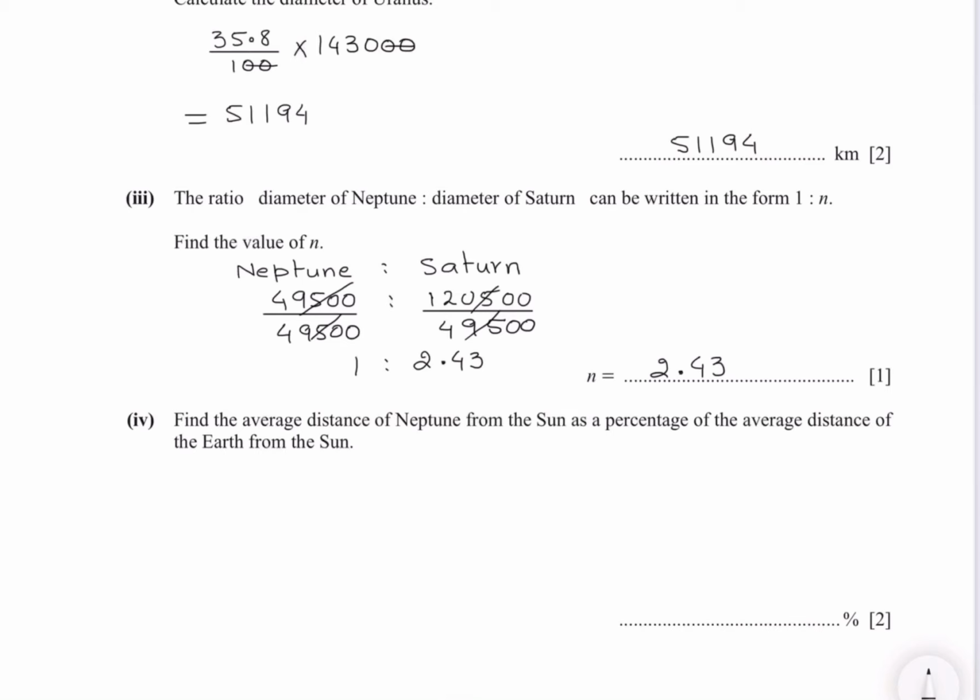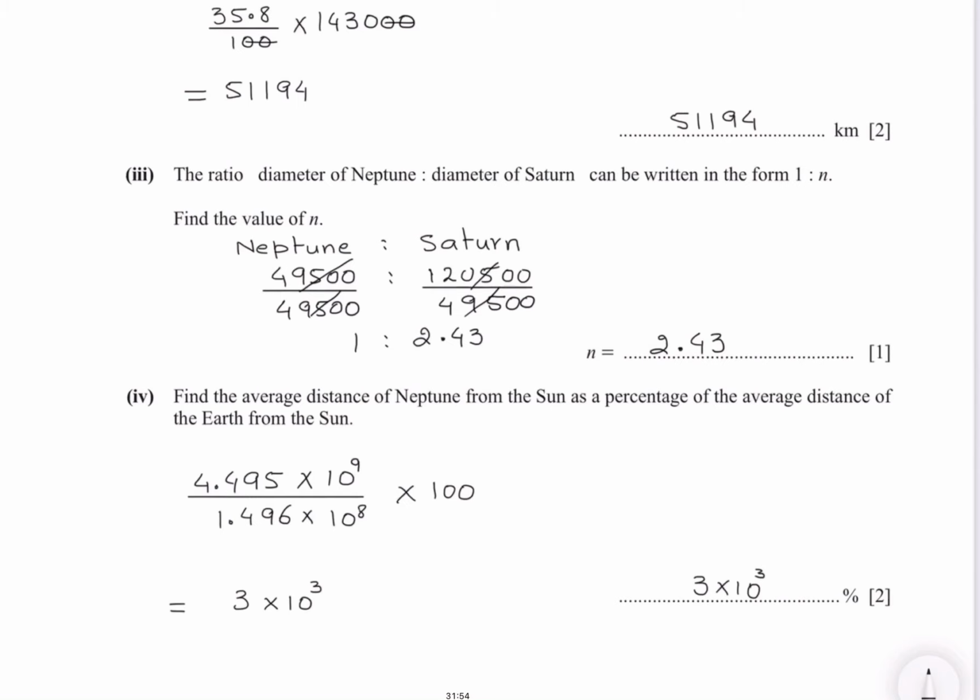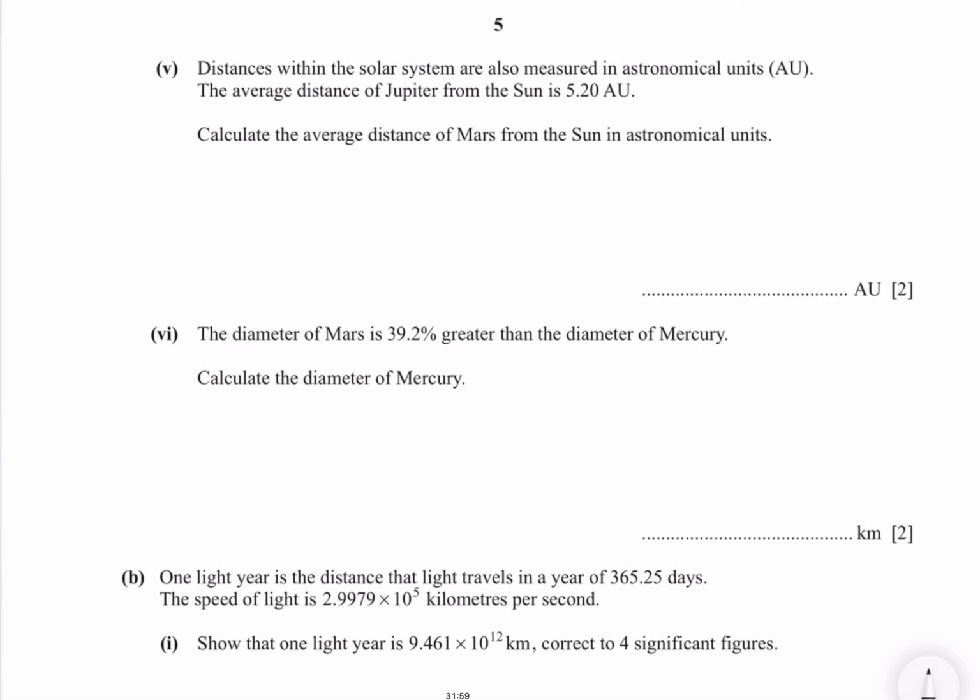Find the average distance of Neptune from the Sun as a percentage of average distance of the Earth from the Sun. So 4.49 times 10 power 9 divided by 1.496 into 10 power 8 times 100. Now you can use your calculator. So 3 into 10 power 3.